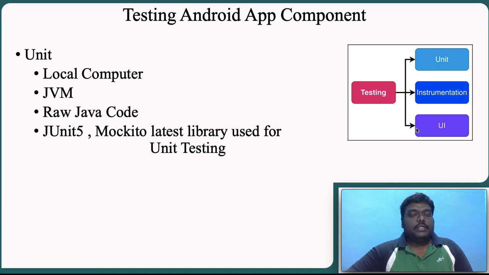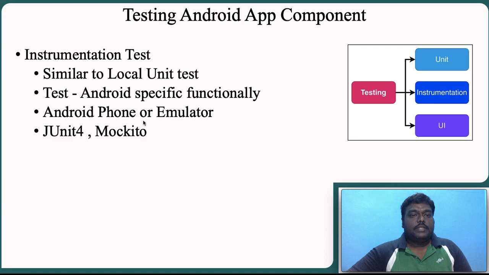First one is unit testing. It is a local component testing, performed on the local component. There is no need for an emulator or device. In the Java virtual machine itself, we can perform the unit testing. Raw Java code will be written and used for testing the components. The packages are JUnit 5, the latest package, and another one is Mockito. These two components are used for performing unit testing.